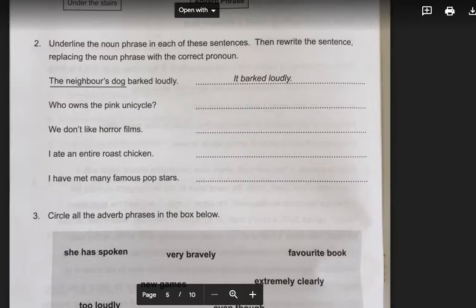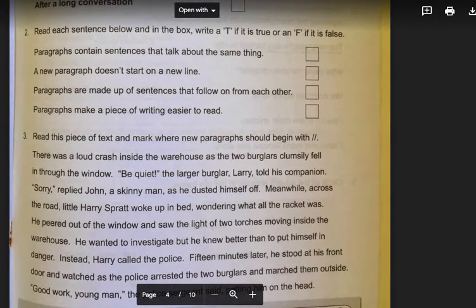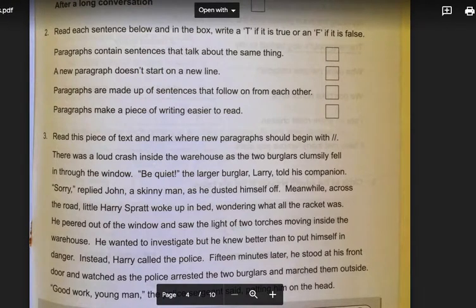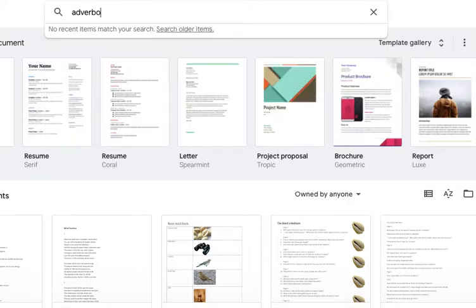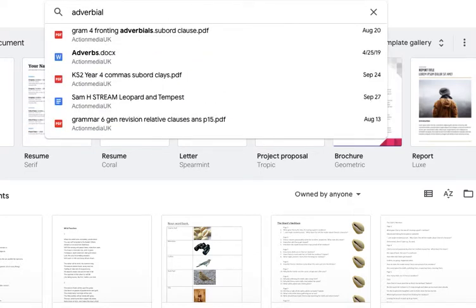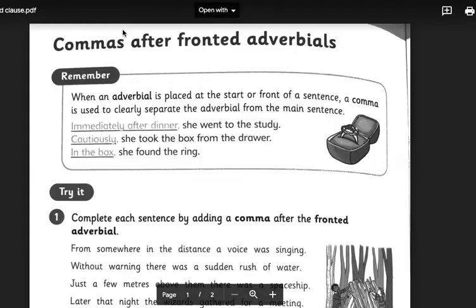Where are you? That's not really the one I want, to be honest. Adverbial. Ah, fronted adverbials. Here we are. That's what I want. Anyway, adverbs is what you need to be using. The commas after fronted adverbial. Immediately after dinner, cautiously in the box.